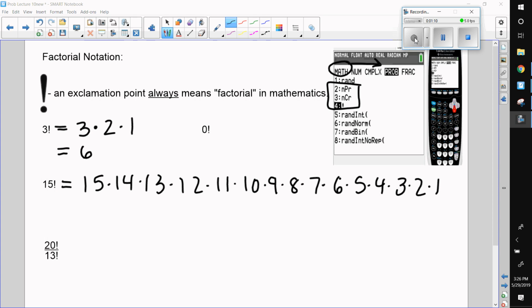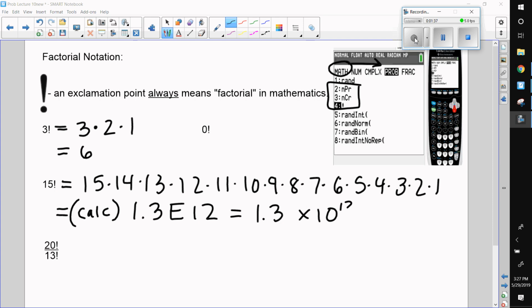This is where your calculator is going to come in. I mean, you can multiply all of this out, but if I just put this in my calculator as 15, and grab the exclamation point, I should be able to get this value here, which in this case is going to be very large. Your calculator gives you 1.3 E12, which hopefully you know is 1.3 times 10 to the 12th. So we've got a very large number for this.